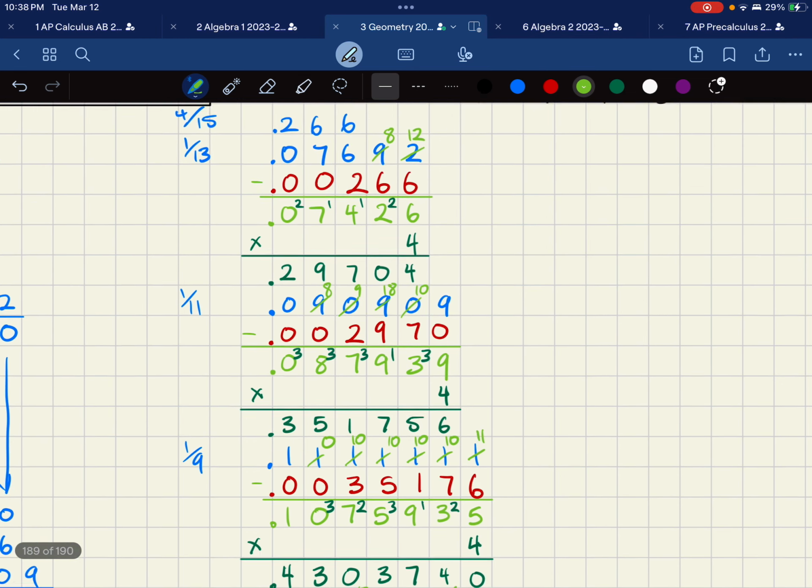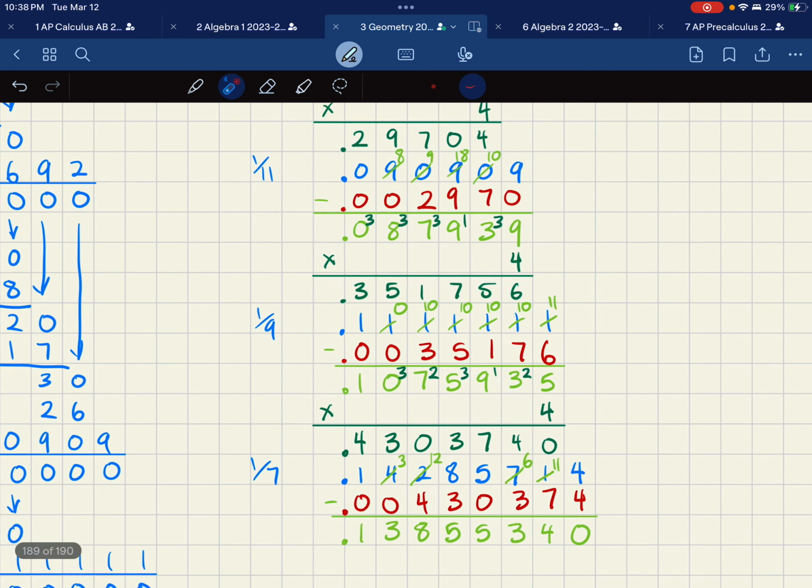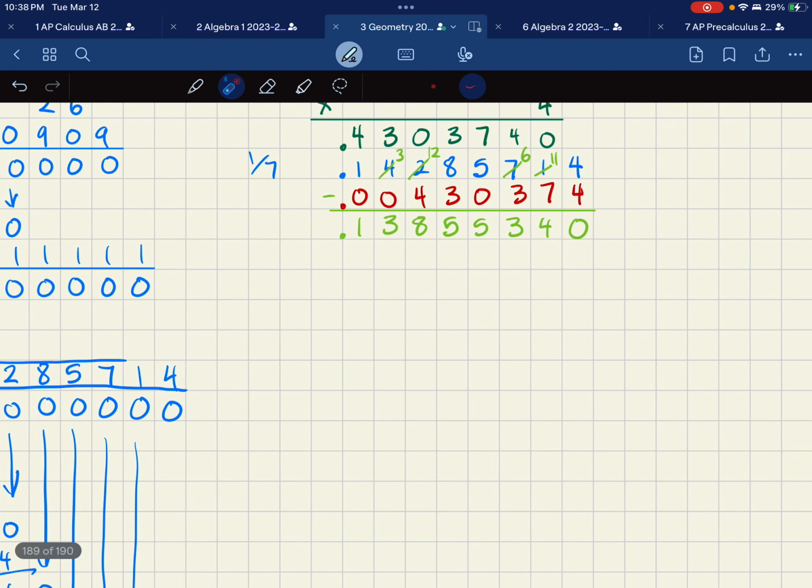All right, so let's check off our list of what we've done so far. We moved the decimal place. We found 1/7, and we just did the subtraction. Next step, again, multiply by 4. Feels repetitive, but we got this. If we multiply this by 4, what is this going to be?